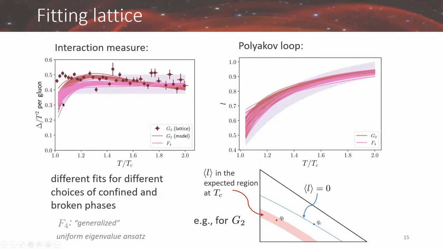And here I have a bunch of curves for G2 and for F4. These change by the choices of confined and broken phases at the phase transition. The only thing I'm imposing here is that the order parameters are correct at these points, but for G2, for example, you can have any point in this region for the point right above the transition and any point in this line for the confined state.